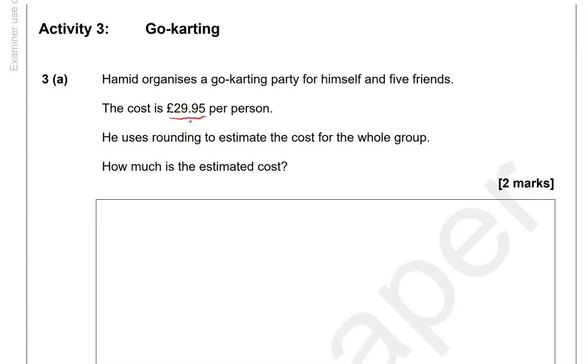So £29.95, that is very close to £30. And we'll multiply that by 5 friends and Hamid, that is 6. So times 6 gives us 180.